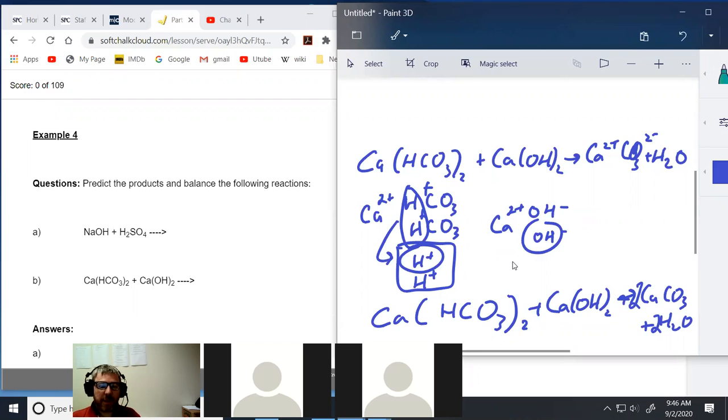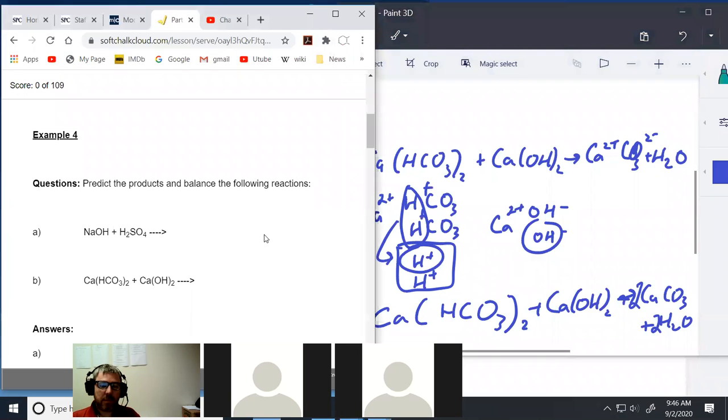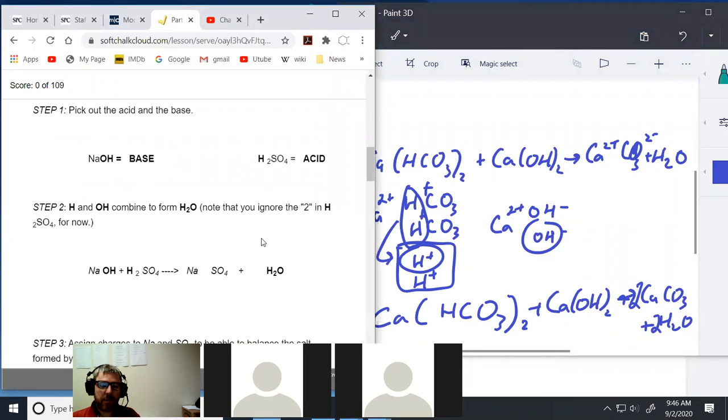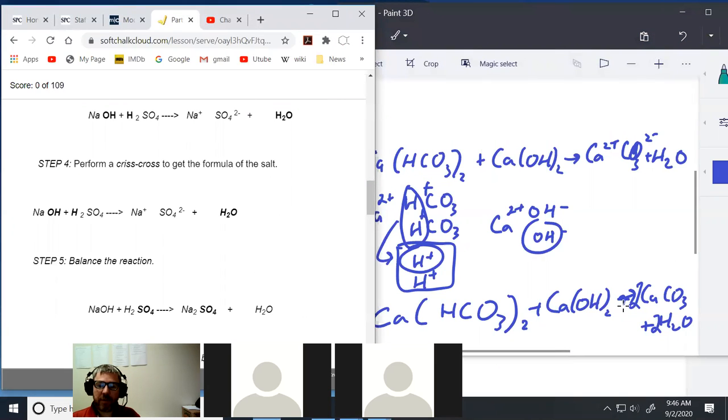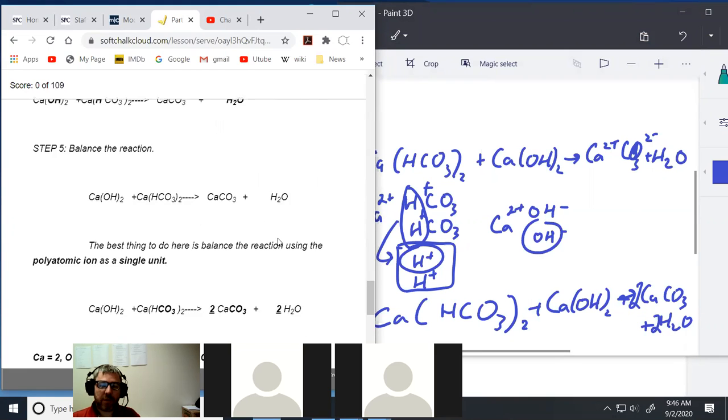Any other questions about that one? Okay. So on the test, your main focus, again, will be finding this compound here, whatever this compound is with the water. Not so much the balancing part.